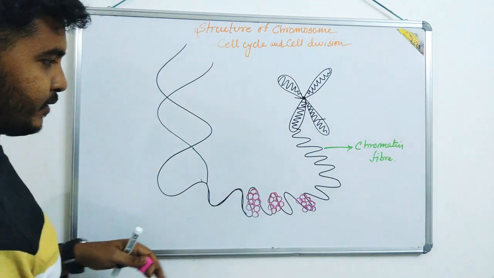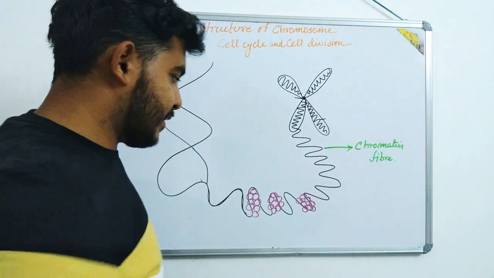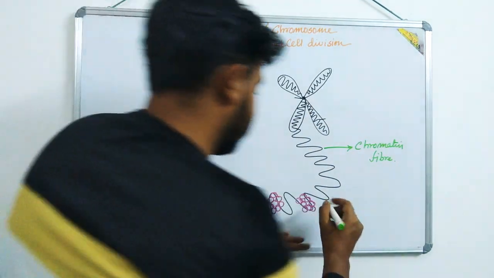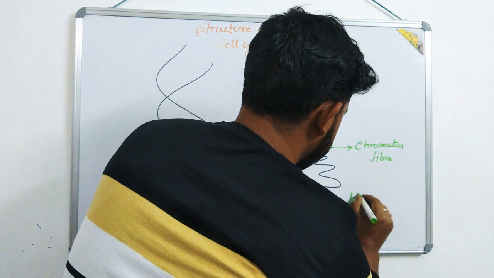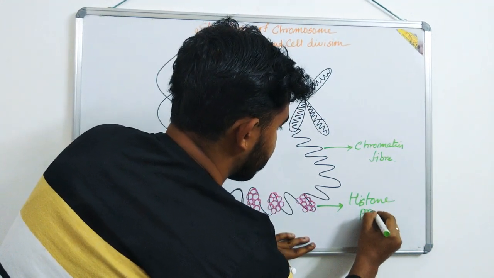So what are these things? What are these clumpy things? These pink colored things, we draw them with a green pen. These are histone proteins.